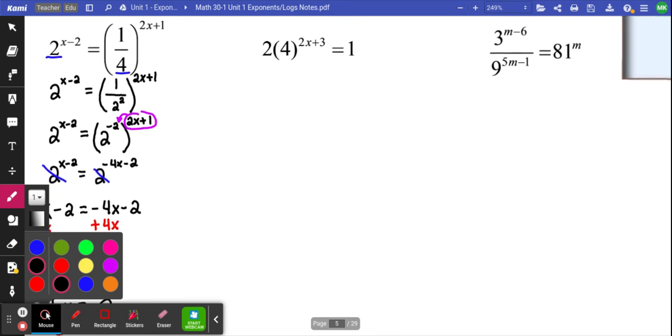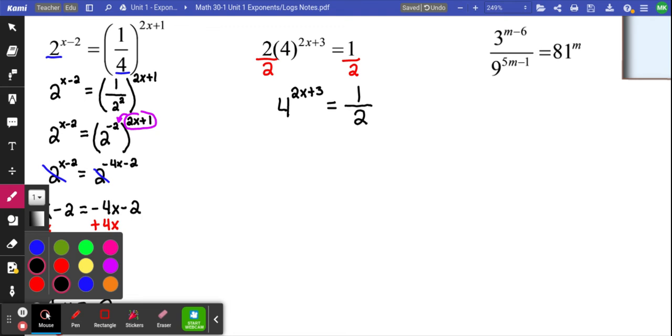Let's try number 2. So again, it's like, look at that. First thing I'm going to do, I'm going to move this over so that the power is by itself. So I have 4 to the power of 2x plus 3 equals 1 over 2. Why not?